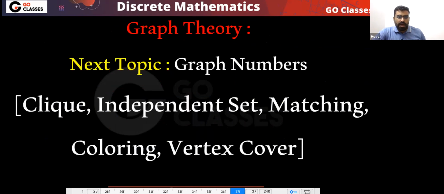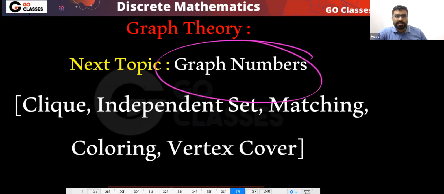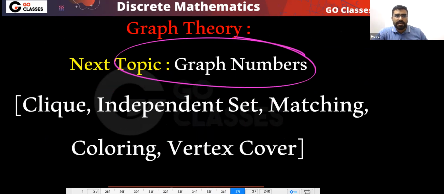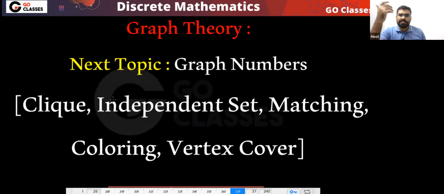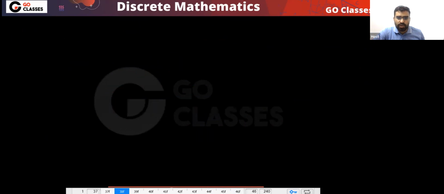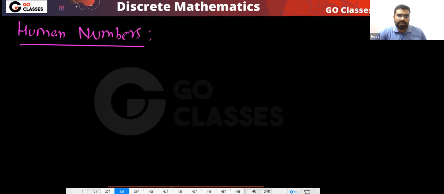Okay. Now our next topic is graph numbers. What is this concept? With every graph, there are some properties associated. With every graph, you have some numbers associated. For example, what are the numbers associated with every human? If I ask you, what are the human numbers?